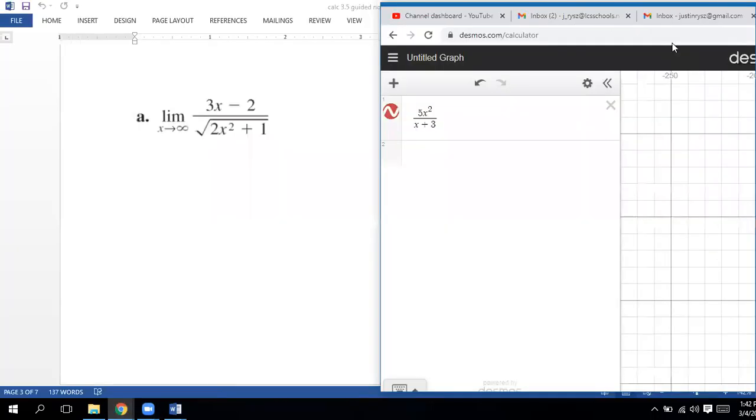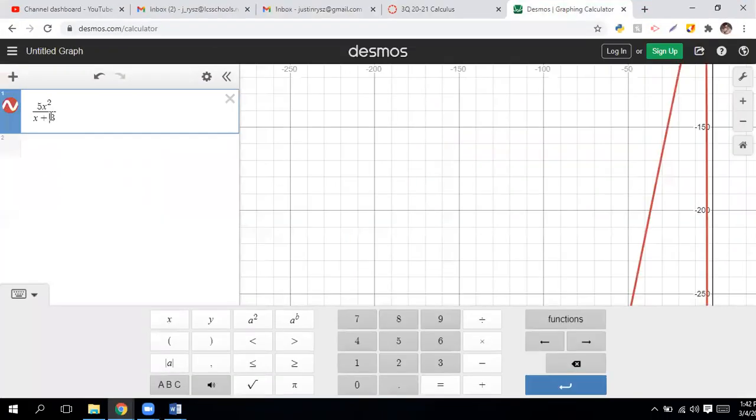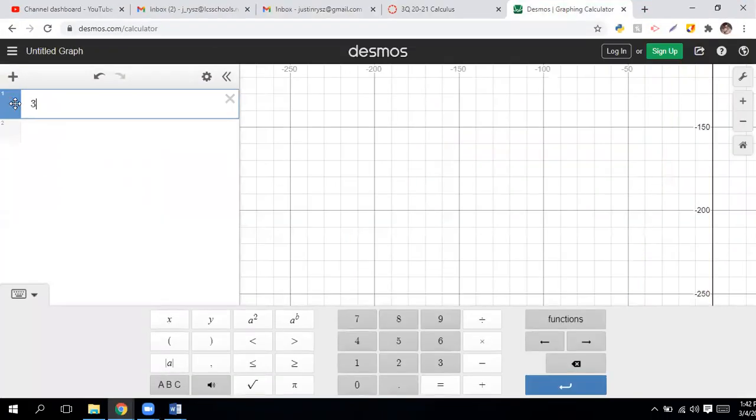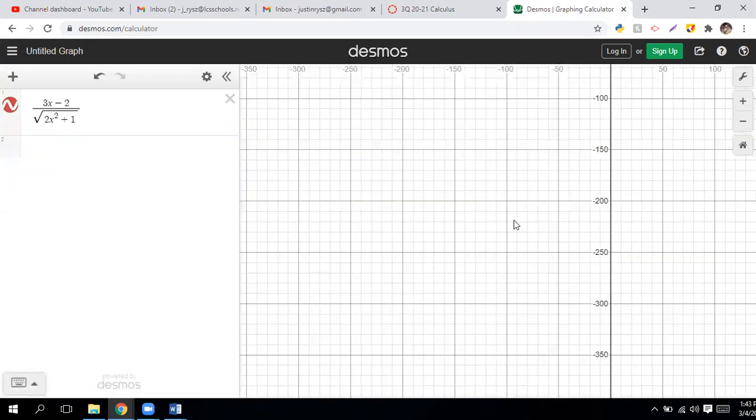What's the equation? 3x minus 2. We're going to divide that by the square root of, oh, my Zoom stuff is getting in the way. Nope, that wanted to be on the bottom. Square root of 2x squared. It doesn't really matter, but plus 1.